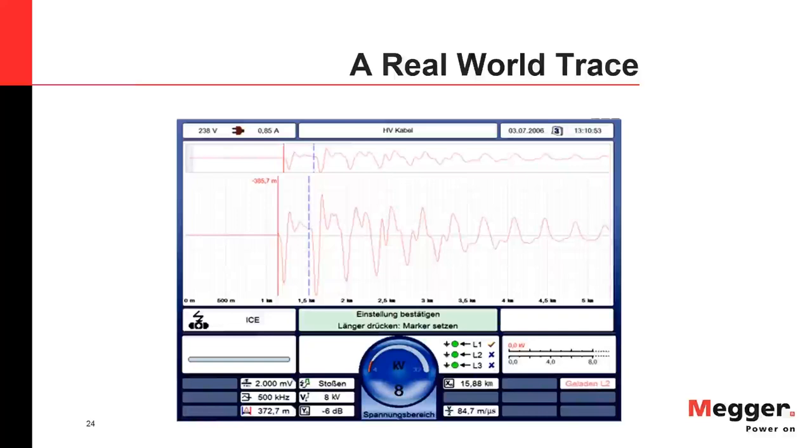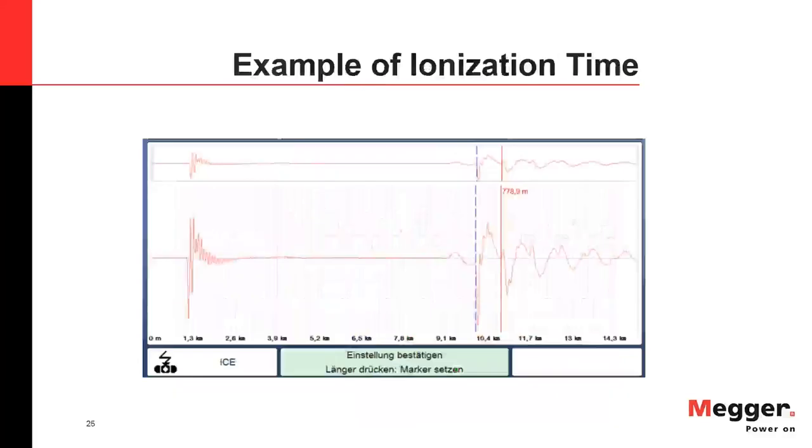So the steep front of your cap discharge is traveling into the fault, and now the air gap, or the oil gap, has to be ionized first. And that time delay can be, as seen here, extreme. On the very left, you see the cap discharge, and then it takes a while until the oscillation actually starts. And then you have to find a nice oscillation there to put your cursors.